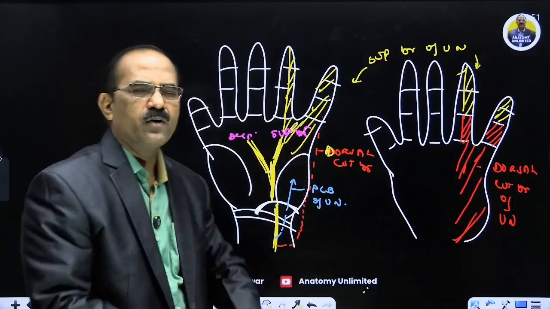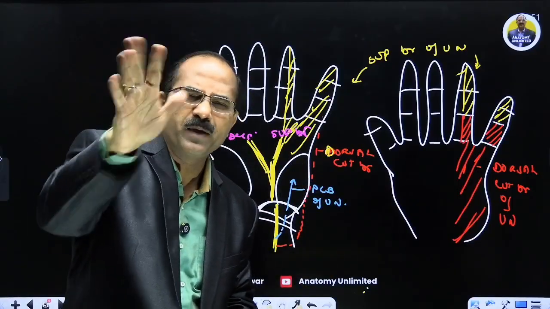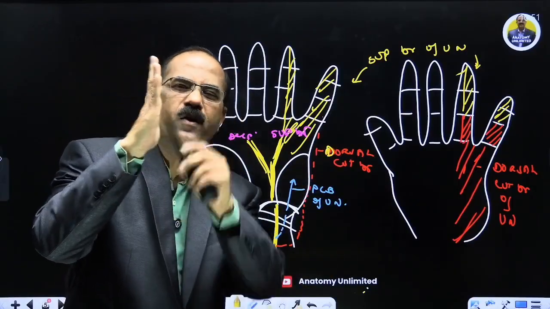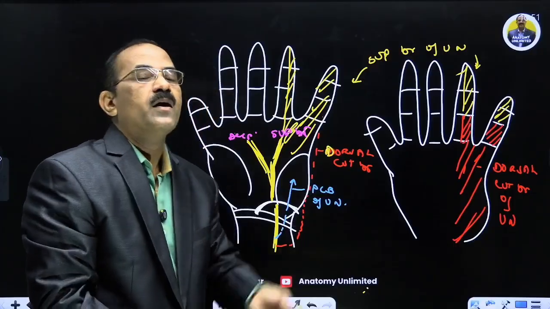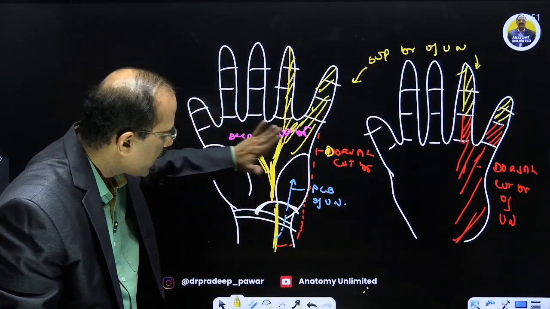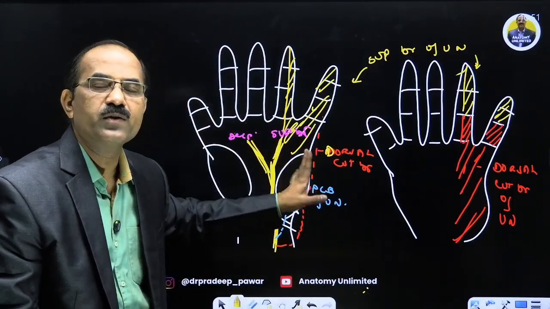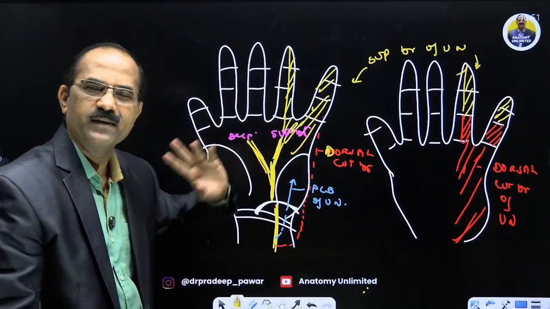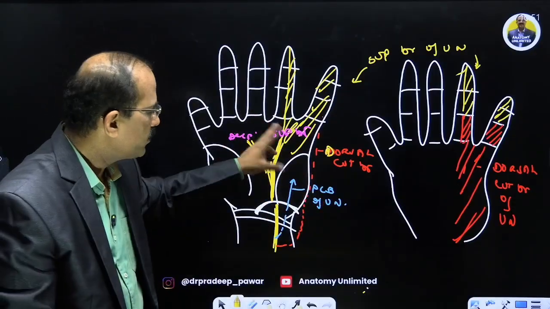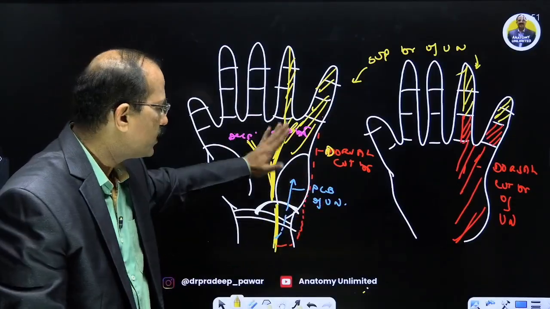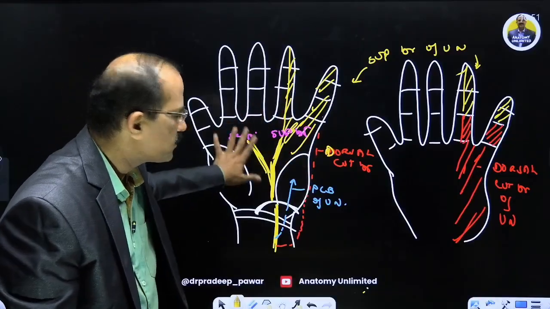So everything is gone. 15 muscles are paralyzed, 15 muscles get paralyzed. There will be a complete sensory loss. If the ulnar nerve is injured in the hand, which branches are gone? Superficial and deep branches are involved. If the ulnar nerve is injured in the hand, 15 muscles will be paralyzed.